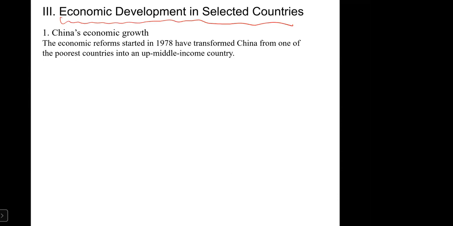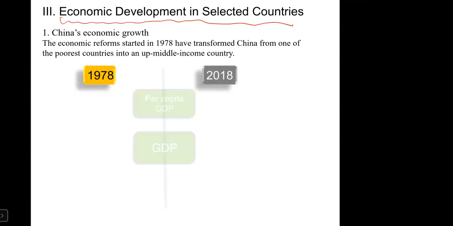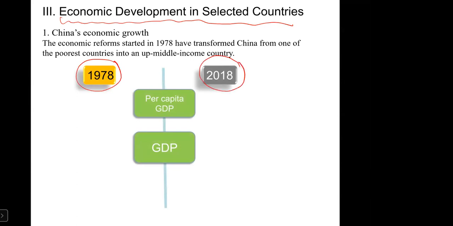This has been a hot topic in economic development, simply because China has been going through phenomenal economic growth since 1978. 1978 is the year when the Chinese economy started to carry out structural reform. Right. Now, if we compare 1978 to 2018, and we look at per capita GDP and GDP, both in real terms.